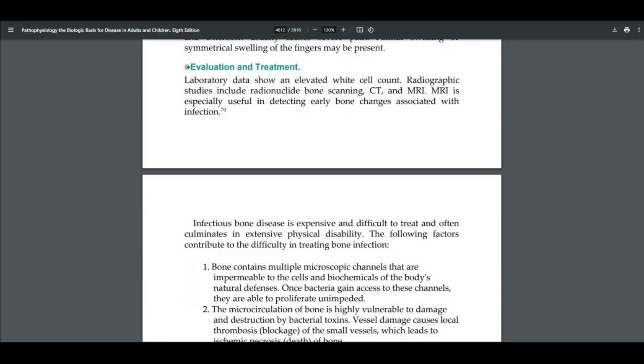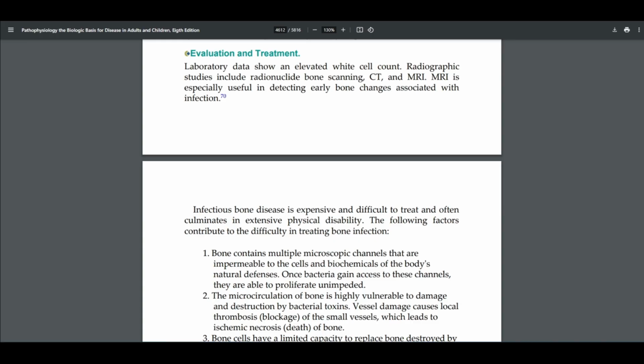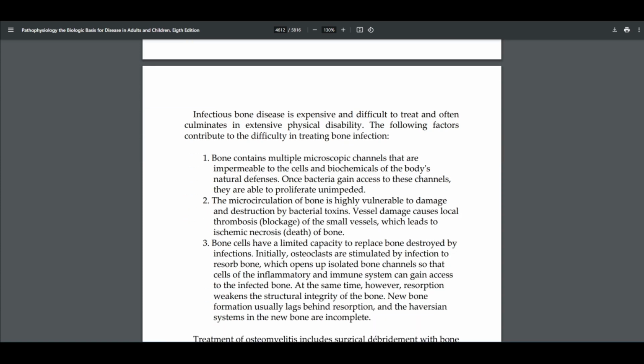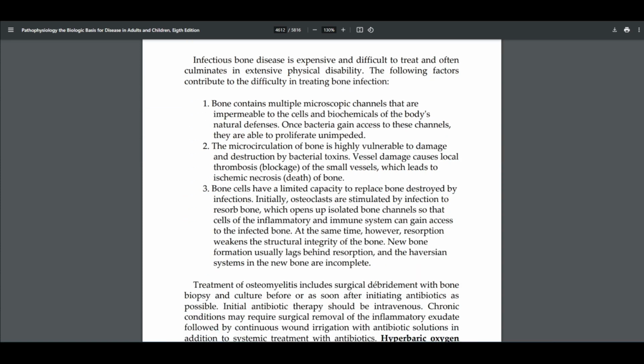So lastly, evaluation and treatment. Lab data shows an elevated white blood cell count. Radiographic studies include radionuclide bone scanning, CT, and MRI. MRI is especially useful in detecting early bone changes associated with infection. Infectious bone disease is expensive and difficult to treat and often culminates in extensive physical disability.